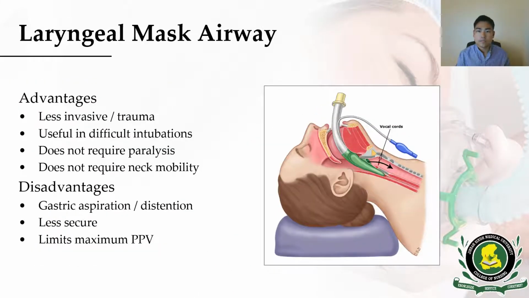An LMA is one option to maintain the airway, also called a supraglottic device. It sits above the vocal cords, and it's less invasive and does not require paralysis. But it also does not protect against aspiration, so if somebody is at risk, such as someone who's very obese or has very bad reflux, then you definitely would not use an LMA.